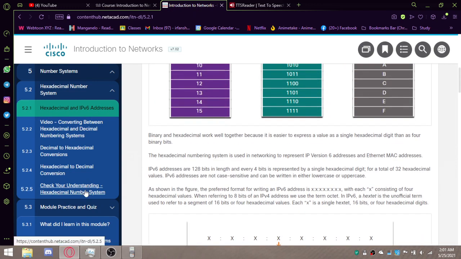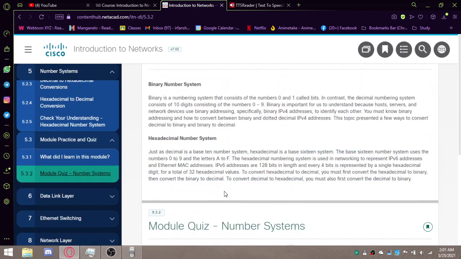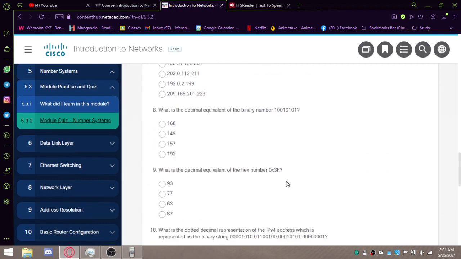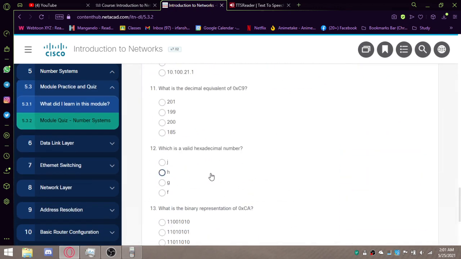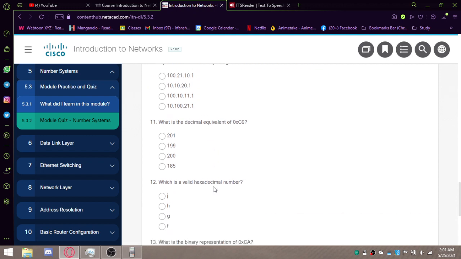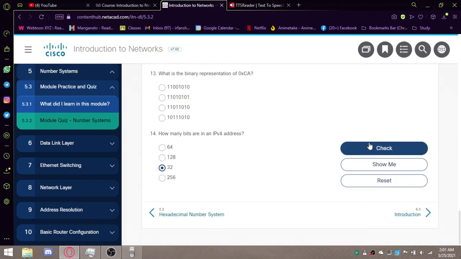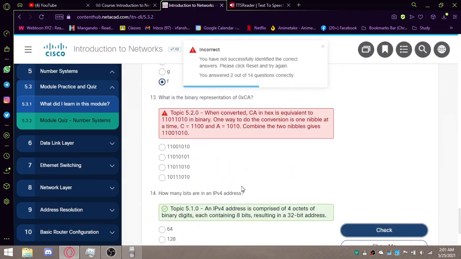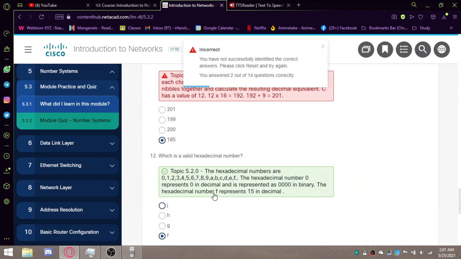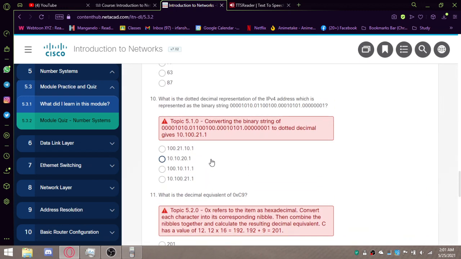See? Macam ni aku answer ni 32. Valid hexadecimal F. What's this? Check it out. Betul tak? Betul. Shocking.